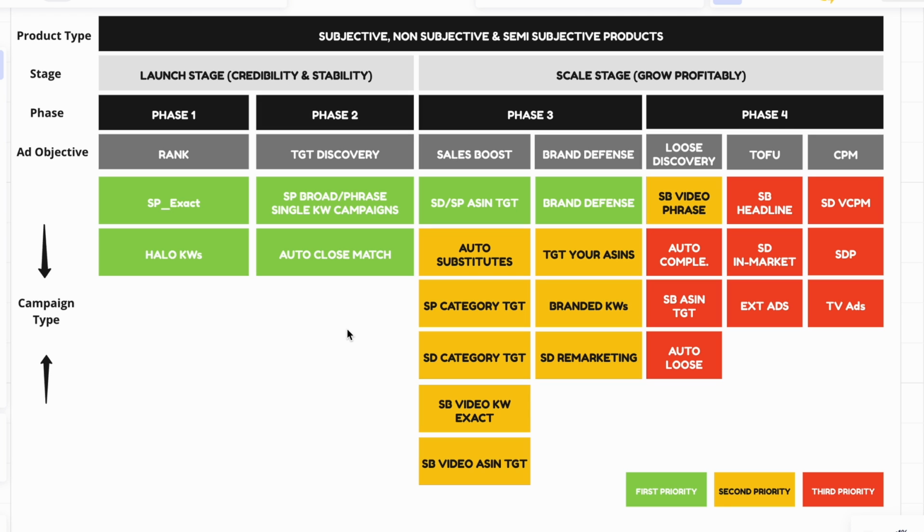Now phase 2 is the area where you're also trying to find more keywords. When I say more keywords, you're going to primarily rely upon auto close match campaigns, and you're also going to initiate a couple of broad match campaigns on your root keywords, right? So this is how you're going to transition to phase 2.